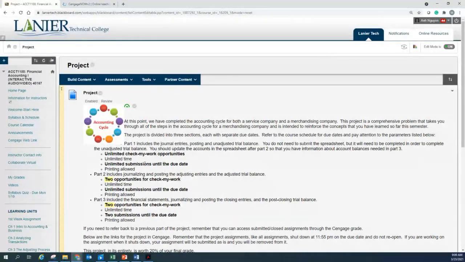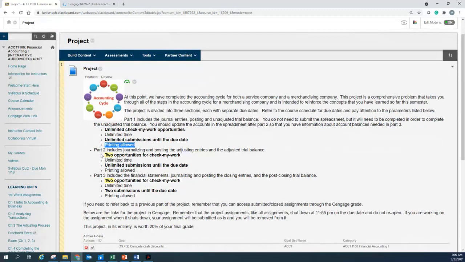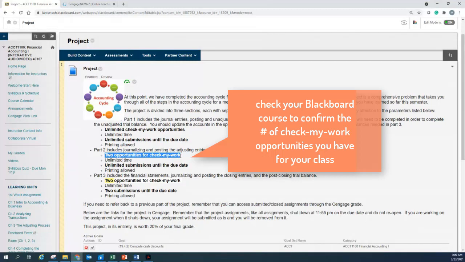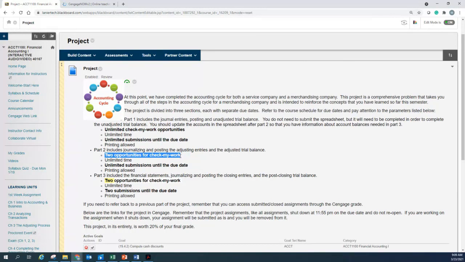So you have part 1, which is unlimited check my work. Unlimited time, unlimited submissions into the due date, and you can also print it out. However, when you get to the week where you do part 2, there's only 2 chances to check my work. So you could only click on that button 2 times. So use it wisely. I would do it all and then click on the check my work. Don't click on check my work as you move along. Do it at the end.